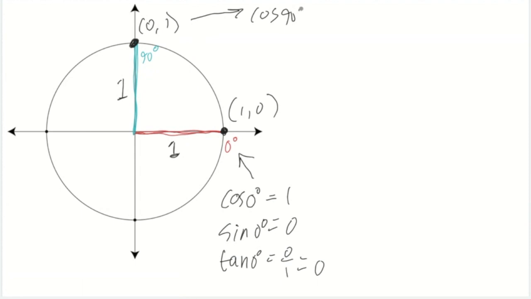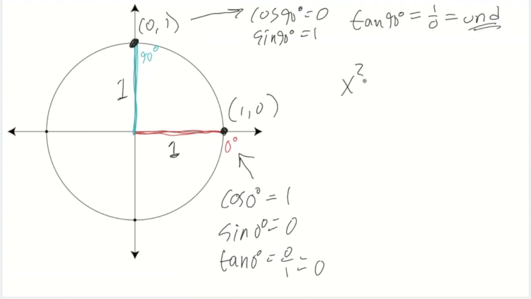cosine of 90 equals 0. Sine of 90 equals 1. But tangent of 90, that equals 1 over 0. And that one's undefined. Because remember in the very beginning I said this, x squared plus y squared equals 1. We saw that because it's a Pythagorean theorem. Well, now we know x is cosine, y is sine. That's where this comes from. Cosine squared theta plus sine squared theta equals 1.